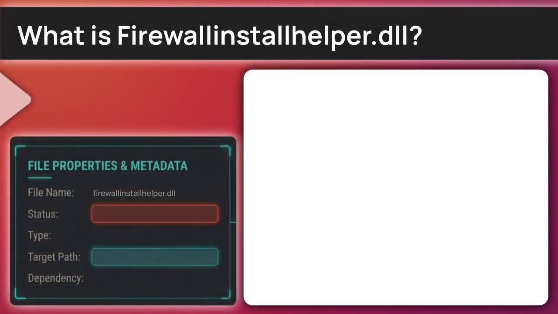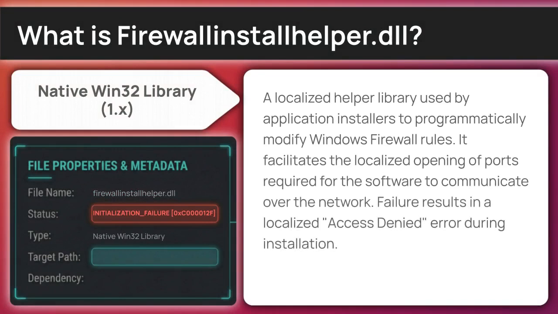This is the Firewall Install Helper, a localized helper library used by application installers to programmatically modify Windows firewall rules. It facilitates the localized opening of ports required for the software to communicate over the network. Failure results in a localized access denied error during installation. Now that you know how the file works, let's focus on the how and fix the issue.